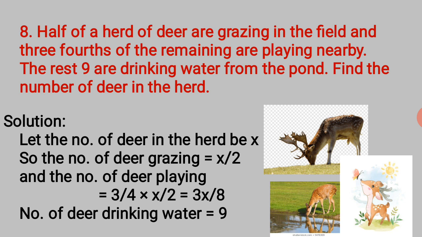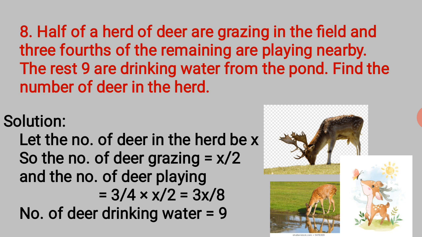Now the last activity which is going on, it is drinking water from the pond. And here they have given you the number. No relation is given. It is the number that is given. So number of deer drinking water, it is 9.